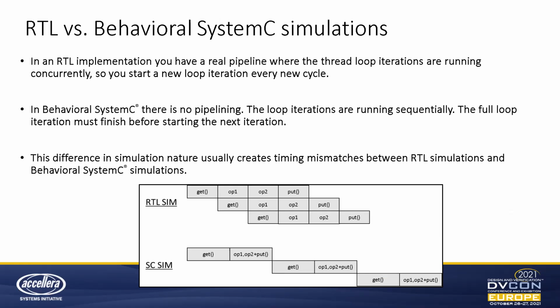The simulation timing point that I mentioned in the previous slide is because in RTL, you have a real pipeline where the thread loop iterations are running concurrently. In behavioral SystemC, there is no pipeline. Loop iterations are running sequentially. Each put and get function call to send or receive data consumes one cycle each. So we basically run at an initiation interval which is greater than 1, as you can see in the picture here. This would cause simulation mismatches compared to RTL simulations if your system is timing sensitive.